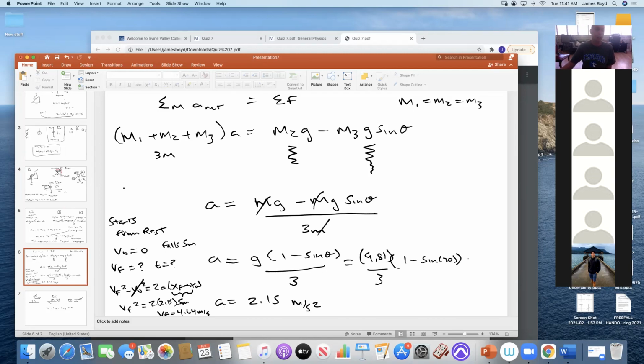And then to find the time, since you know V final is equal to V initial plus AT, and this is 0, we get that T is V final over A, which was 4.64 divided by 2.15. And that's going to be 2.16-ish seconds. That shouldn't be too hard. And that's all I want you to do.